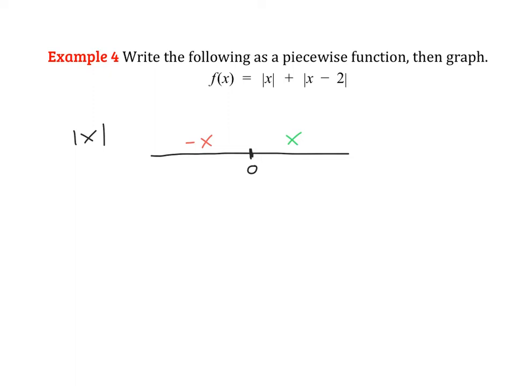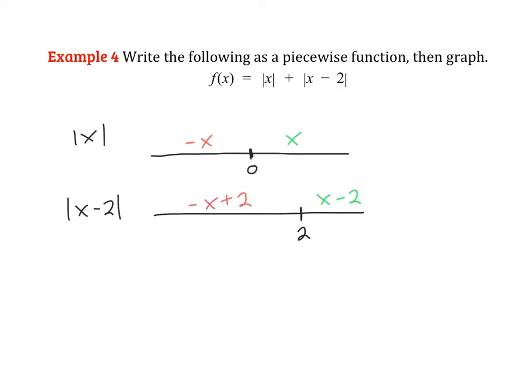Now let's look at the absolute value function of x minus 2. So I know this will have a critical point at 2. So everything to the right of it will be defined just by x minus 2. Everything to the left will be defined as the opposite of this, so negative x plus 2.